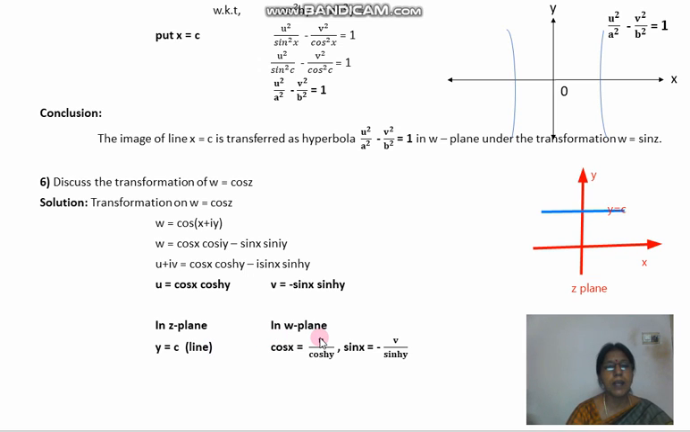So from this transformation, let us take the equations for the W plane. What is cos x here? Cos x is U by cosh y. And what is sin x from this equation? This is minus V by sinh y. Is there any relation between cos x and sin x? It is a very simple formula. Already we know that cos square x plus sin square x is equal to 1. Put cos x as this one. What is cos square x? U square by cosh square y.